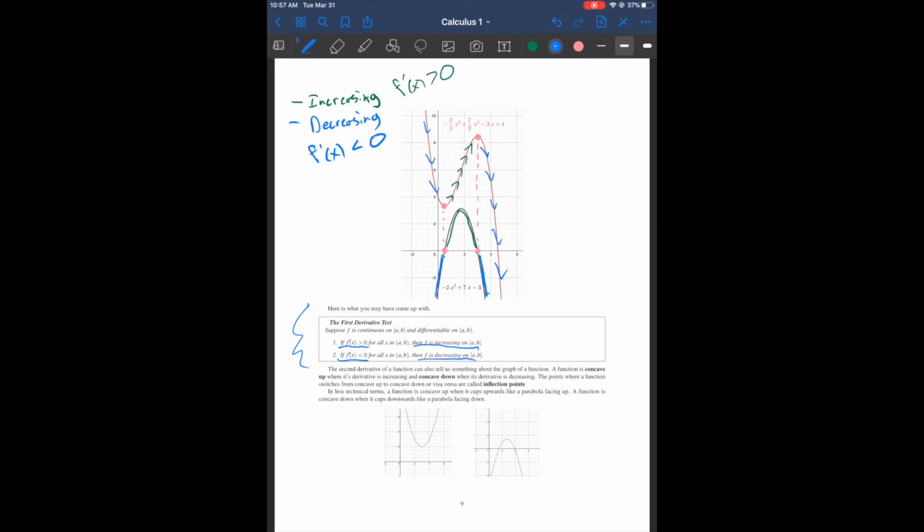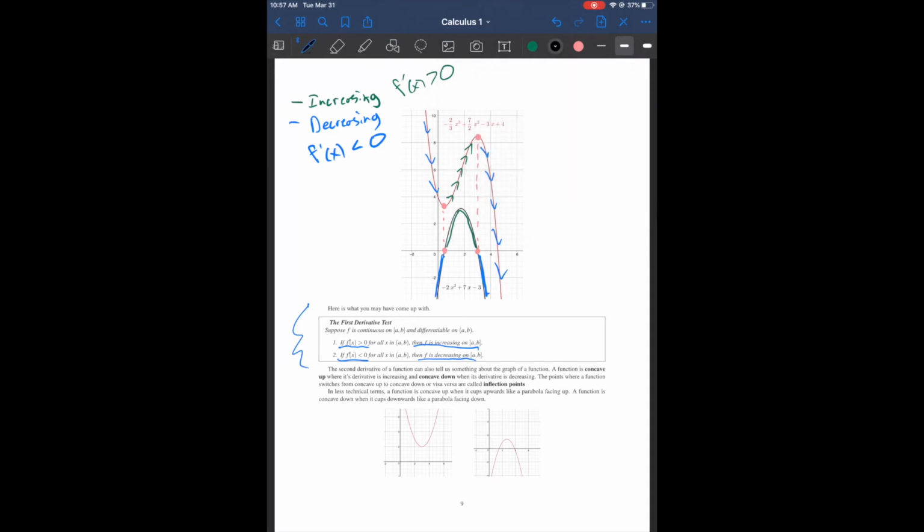So in addition to telling us where the function is increasing or decreasing, we can use derivatives to tell us something more about the shape of a function, right? In particular, we can use derivatives to tell whether a function is concave up or concave down. So that's a couple of definitions down here.